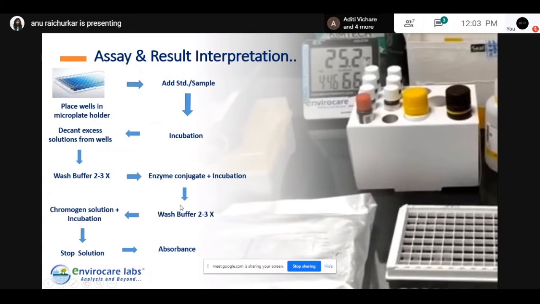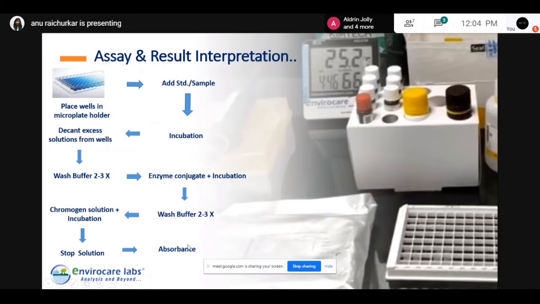Again, frequent washing is done in order to ensure that any extra antibodies, whatever is there, are drained off, which is why you wash it 2 to 3 times so that the proper reaction takes place. Then chromogen solution is added to the wells, and again it is incubated. So we get a blue color after all these steps, and then a stop solution is added. The stop solution will change the color from blue to yellow, and then this particular plate is placed into the ELISA reader, and we will check for the absorbance.